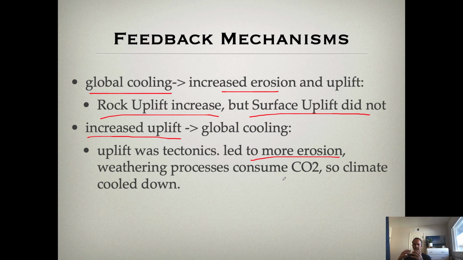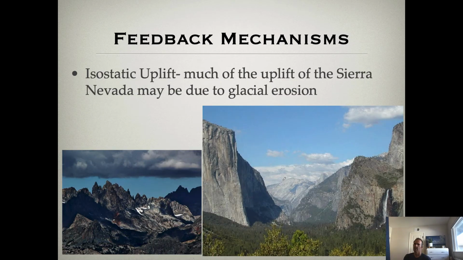As you start to build mountains, you cool the climate. The cooler climate causes more glacial activity, higher erosion rates. That leads to more isostatic uplift, and it just keeps going around and around. Okay, so let's look at two examples here, from the Sierras and also the Andes in Chile.